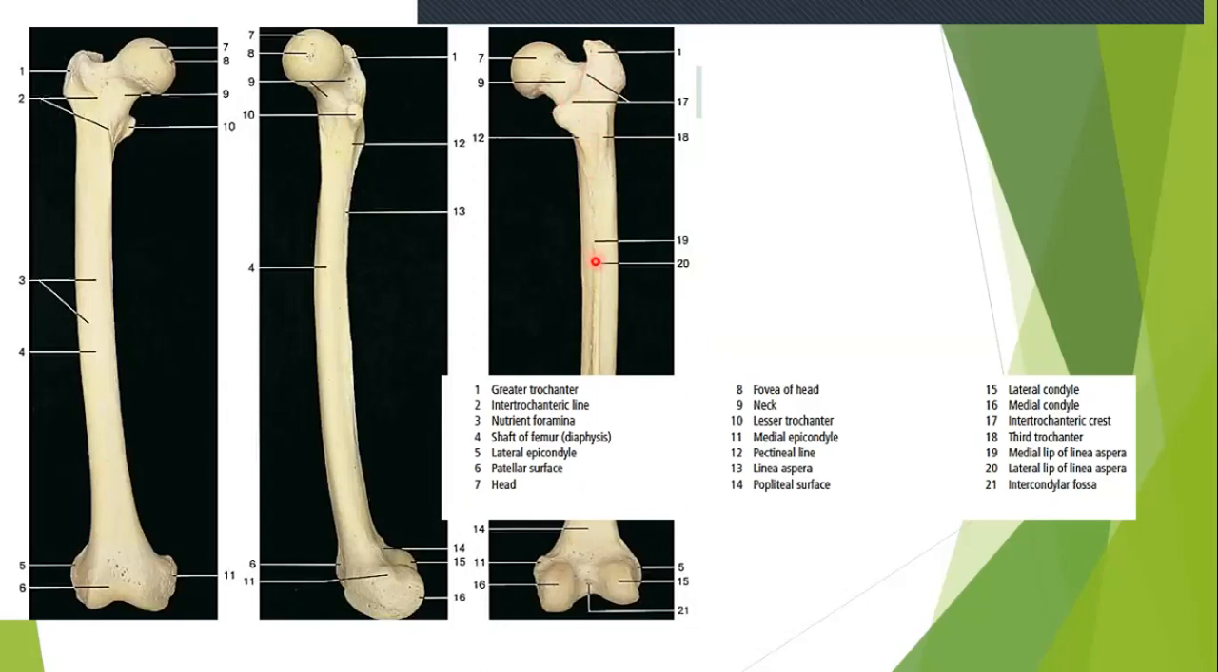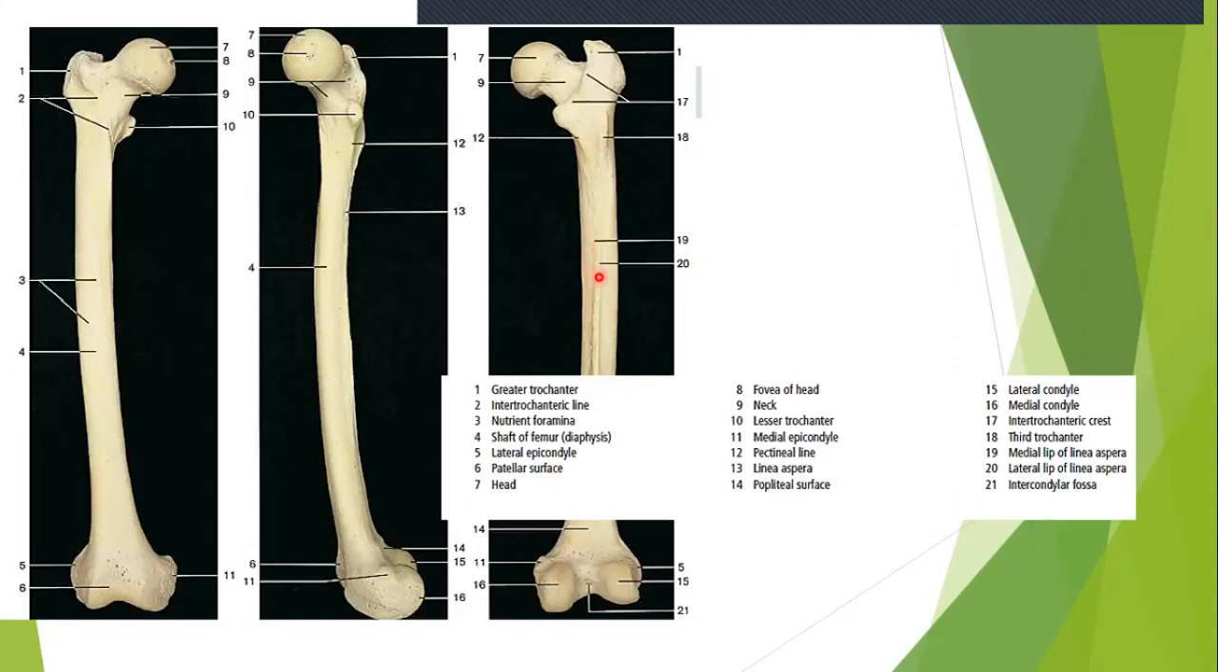How will you know it is a posterior? You will see this line. This line is known as the linea aspera. Okay, this is your linea aspera. Then we have a pectineal line here. Okay, and these are very important. Gluteal tuberosity. This is the gluteal tuberosity.